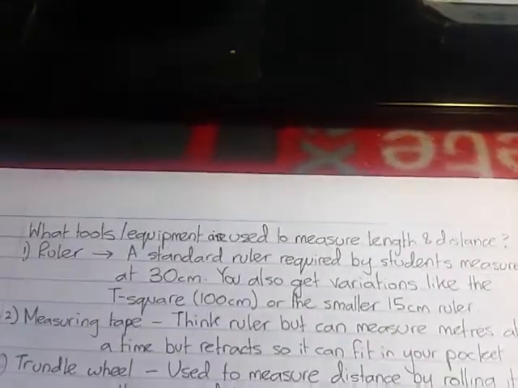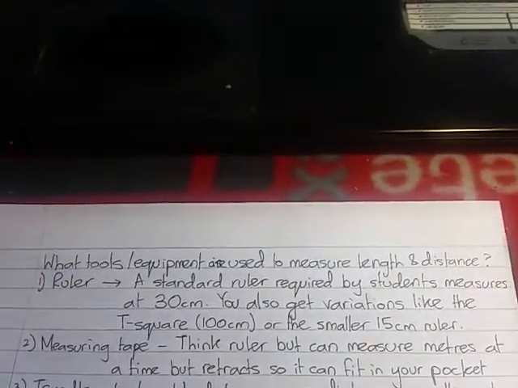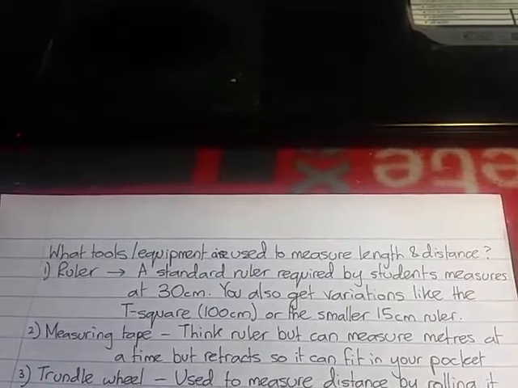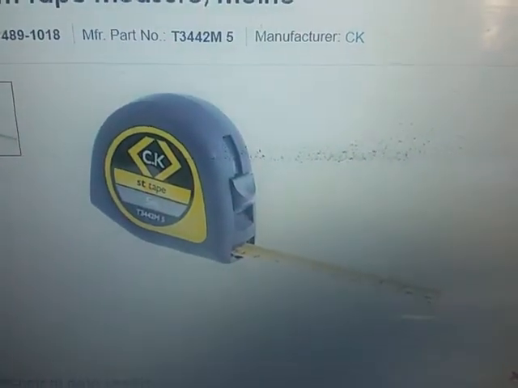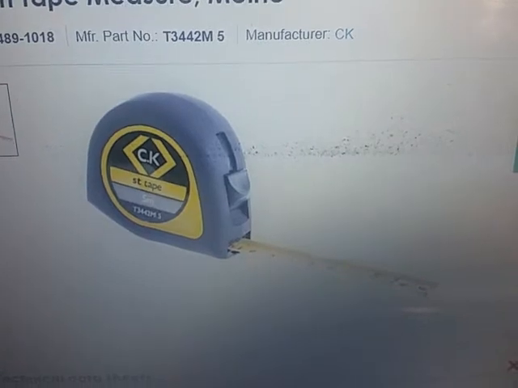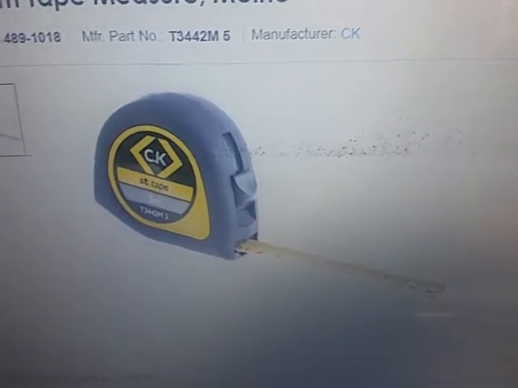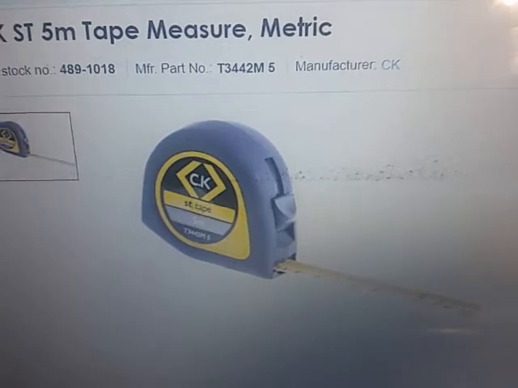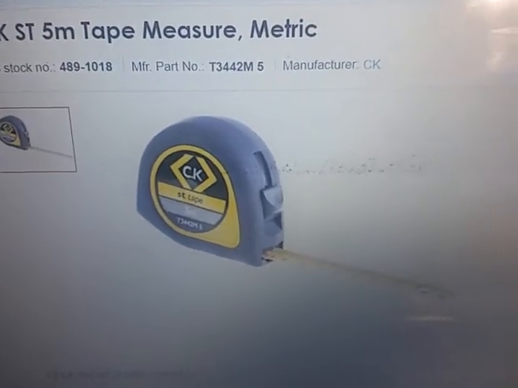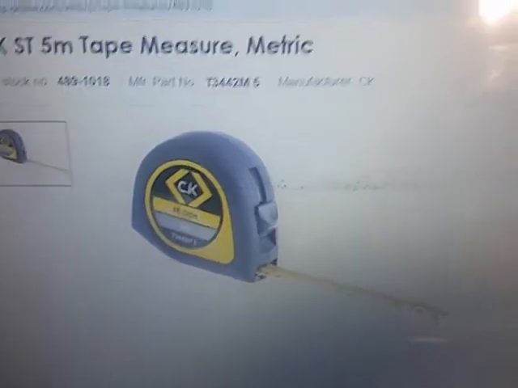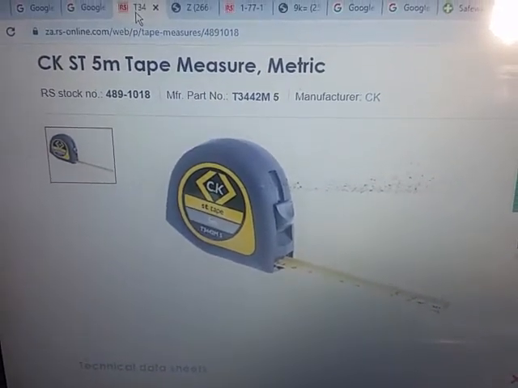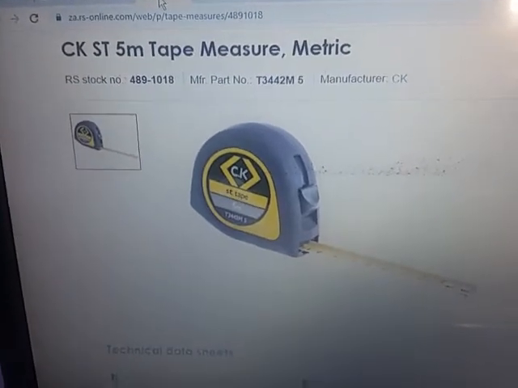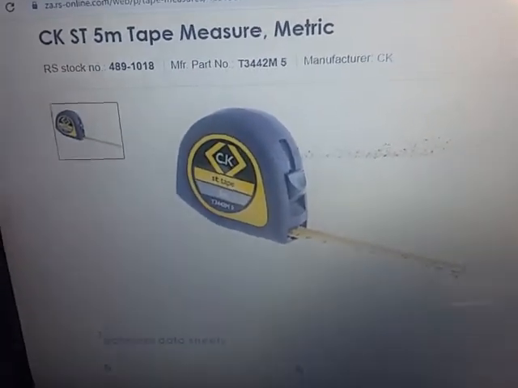The next one, measuring tape. Think ruler, but it can measure in meters at a time, and it also contracts so it can fit in your pockets. So this is a measuring tape. This one's a 5 meter measuring tape. With a push of a button, you can lock it in place, and then push a button for it to go back into your pocket.